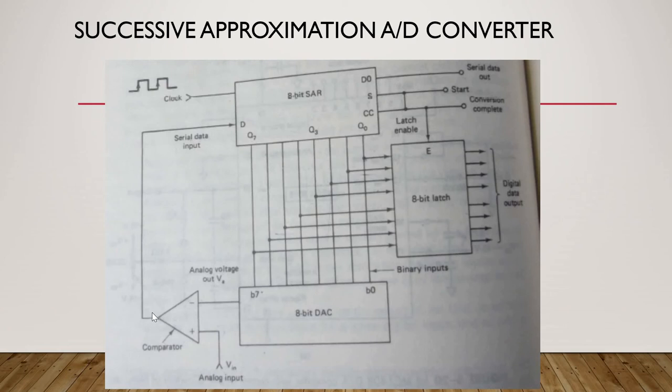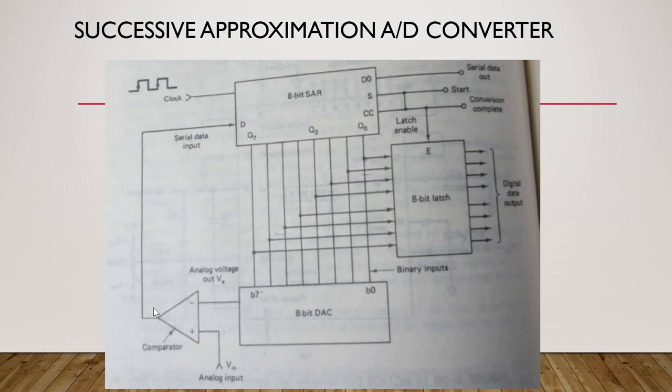Suppose the comparator output is 1. That indicates a true condition, so this will stay in the set condition only. It will keep high only. Then for the next clock pulse, it is going to check Q6 and set the Q6 bit. Whatever the output of Q7 might be, either 0 or 1, it is going to set Q6, and thereafter it continues depending upon the comparator output.